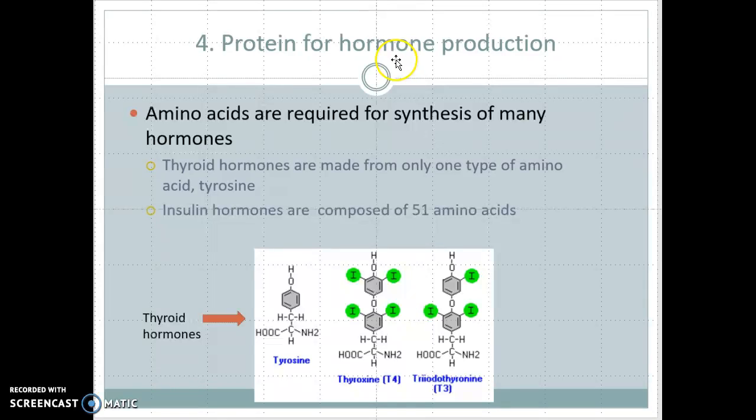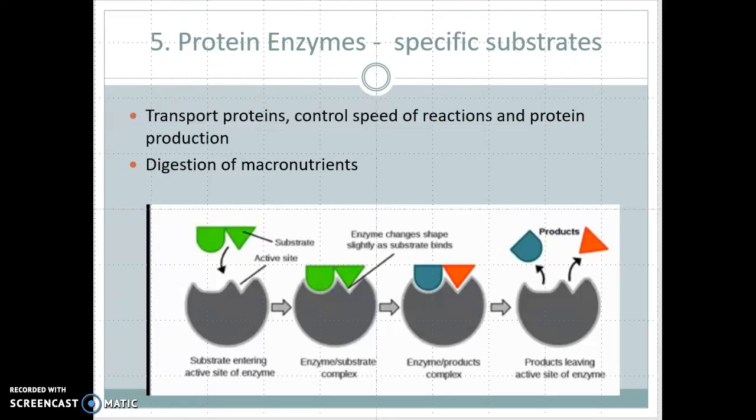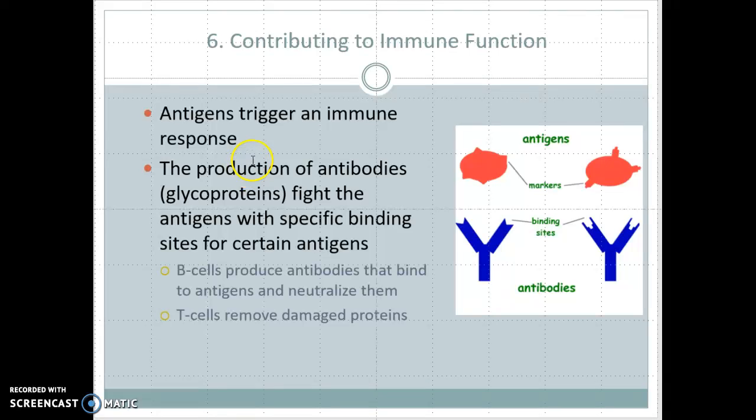Also, many hormones are proteins. Insulin is actually a protein. Thyroxine, which is from the thyroid, is another hormone. So these are proteins which, if we don't have enough, our hormones would not work properly. Here as enzymes, we talked about all the enzymes of protein. Even the protein that breaks down protein is a protein. So it's very important for that.